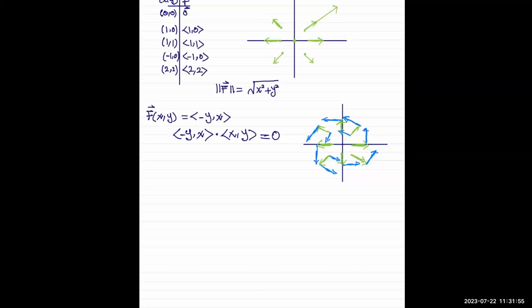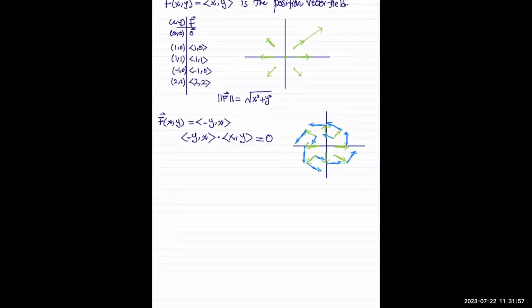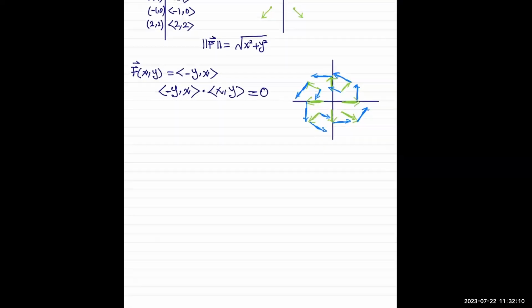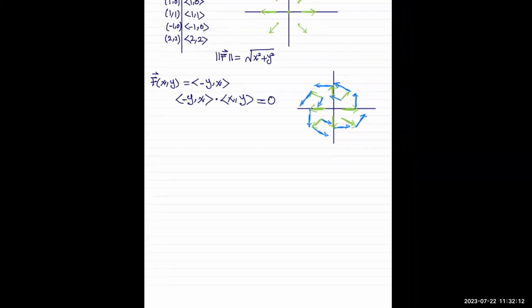Next, we are familiar with a kind of vector field. There's a vector field that we have seen in the past that we worked with, but we never called it a vector field. Remember the gradient of a function.